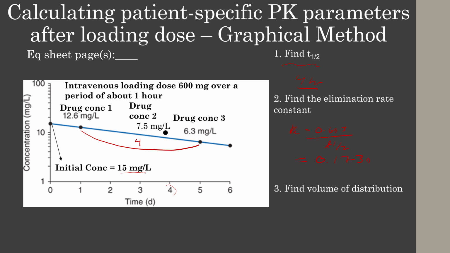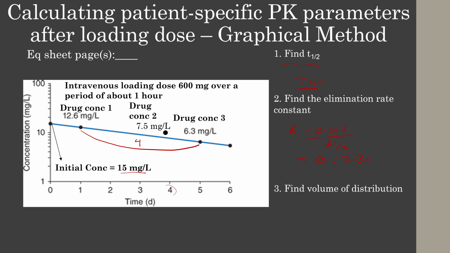So we can do volume of distribution by dose over C naught. We have a 600 milligram dose over a C naught of 15 milligrams per liter. And that gives us a volume of distribution of about 40 liters. The milligrams cancel out, the liter scooches up to the top, and there you go. So that's pretty easy how we can use a graph to find the initial half-life, which then allows us to derive these relatively basic equations.